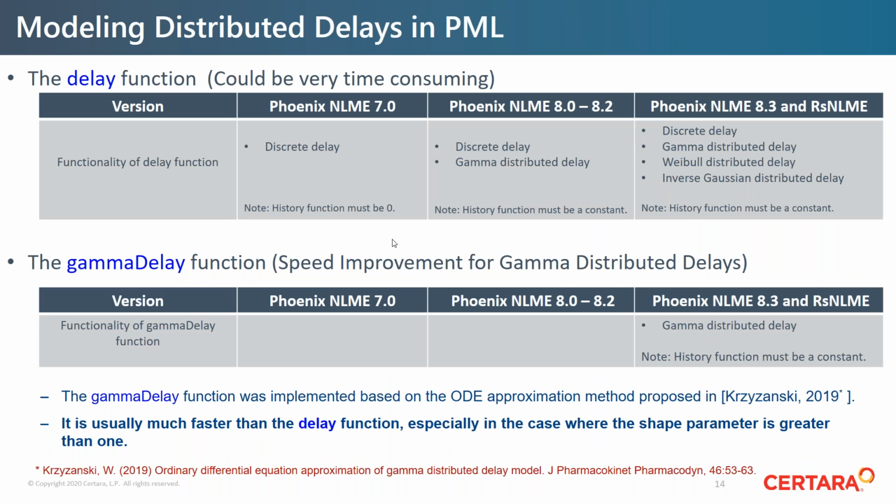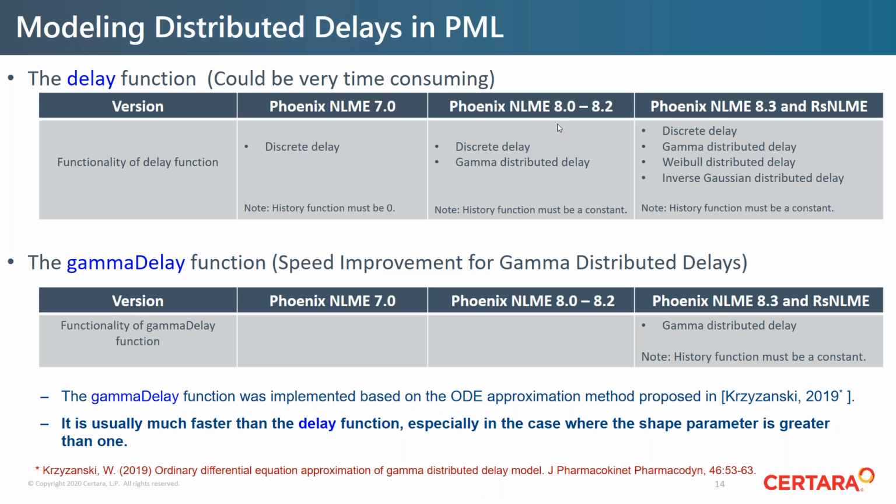Now, except for some special cases, the distributed delay has to be approximated through some numerical scheme. PML provides two functions to do that. One is called the delay function. And this function was first introduced in Phoenix 7.0. It was exclusively used for discrete delay. And the history function must be 0.